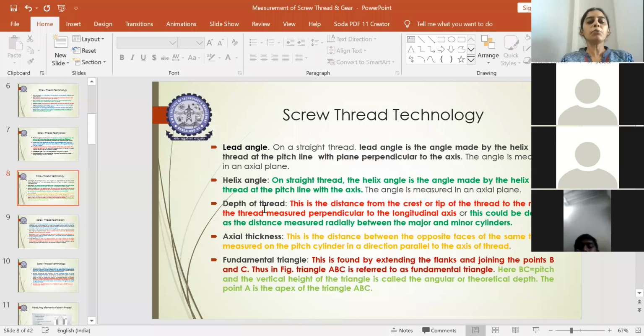And then you should know what you mean by the depth of the thread. This is the distance from the crest or the tip of the thread to the root of the thread, measured perpendicular to the longitudinal axis, or you can also define this as the distance measured radially between the major and the minor cylinder. So this is the depth of the thread.